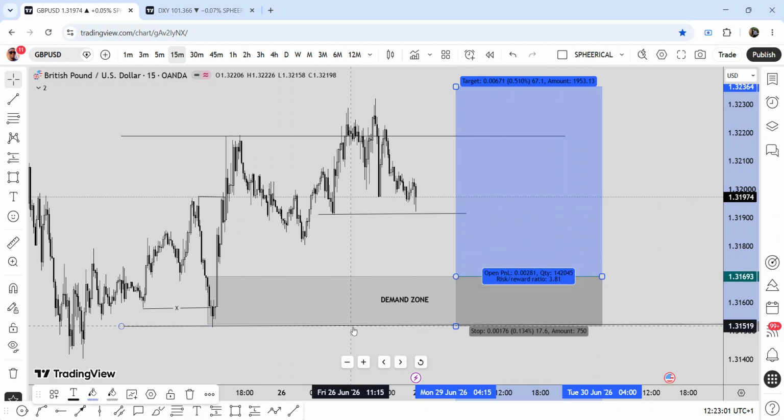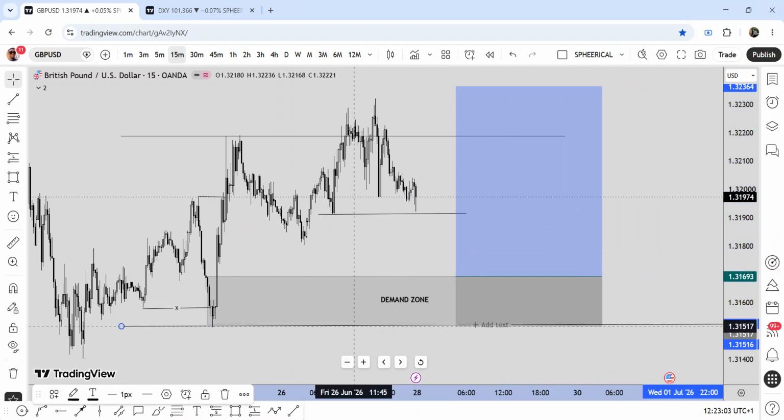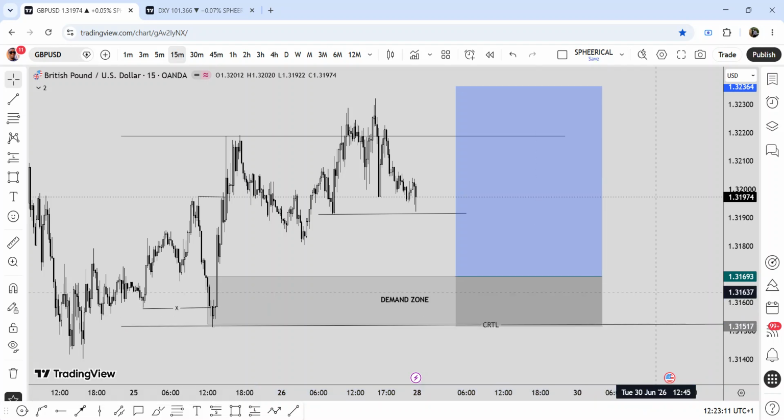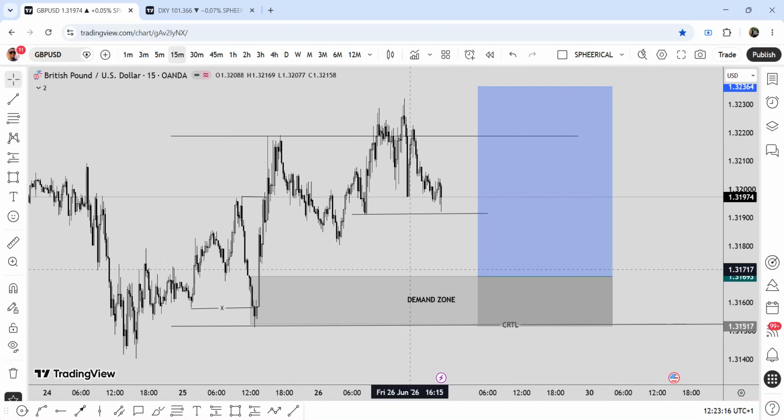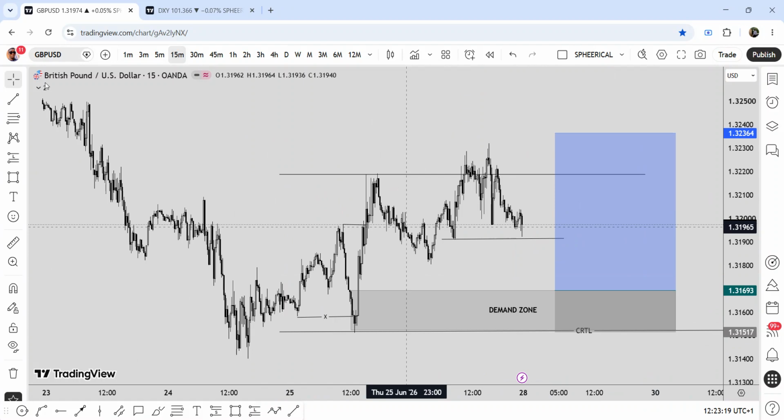We will just leave it because of this CRT low that we have here. Let me label it so that you will not say that you don't know that there is a CRT low here. That daily CRT low might attract market to close below here. So we'll be looking forward to see confirmation here. If we don't see it, we're not taking the trade.